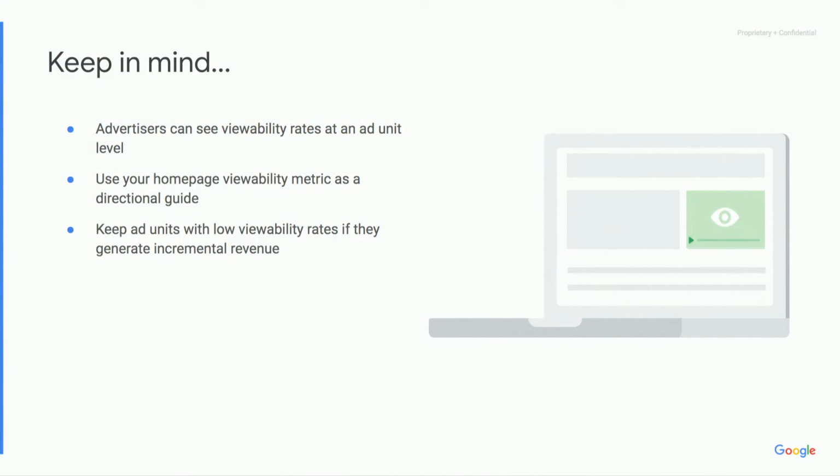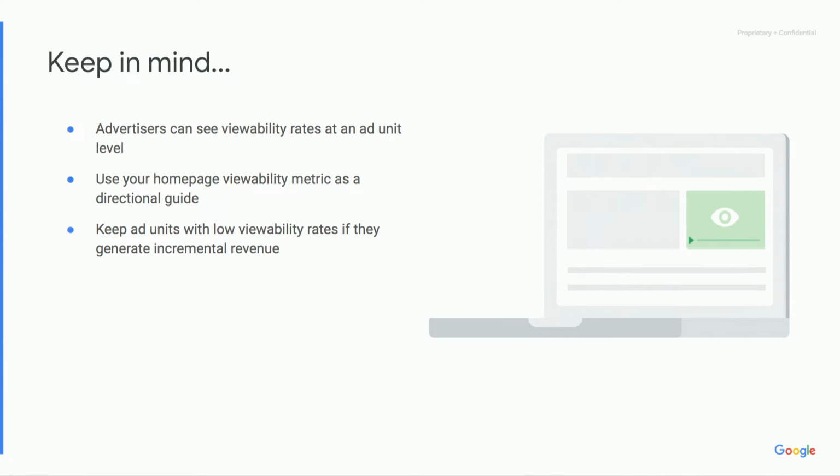Keep in mind that advertisers can see viewability rates at an ad unit level. So the viewability rate on your Ad Manager homepage card is an average of all of your ad units combined. So use this rate as a directional indication of what your overall inventory viewability is. And when making viewability decisions, keep in mind that you might want to keep ad units with lower viewability rates running if they generate that incremental revenue for you.